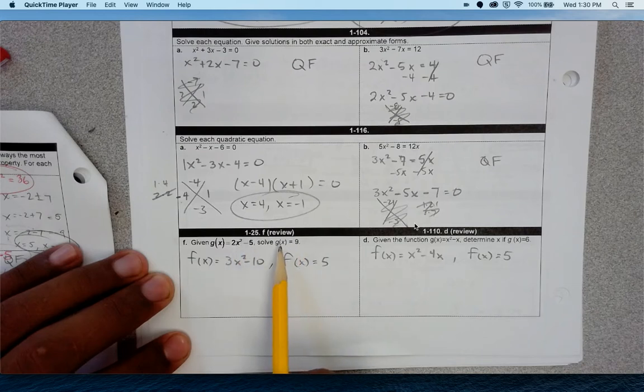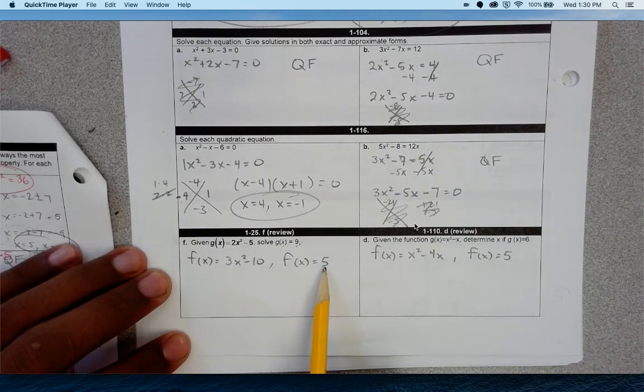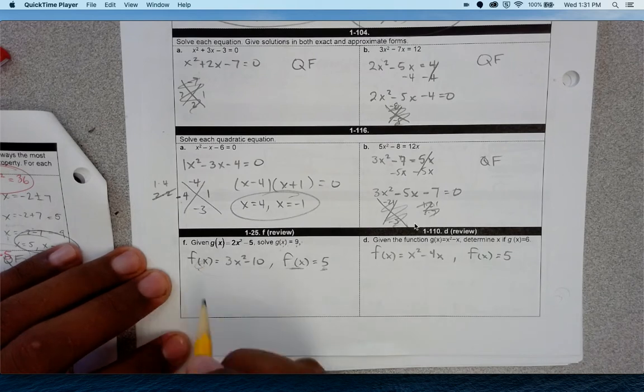So now we're given a function, and it says solve for g of x equals 9. So remember that if you have a number inside the parentheses here, you're going to plug it in to the function. But if it's on the outside, if it's equal to something, that means we're looking for the input. So in this case, if that's the output and I have to look for the input, I need to plug this into here, because notice it says f of x equals 5. So that means I'm basically going to take that number and substitute it for f of x.